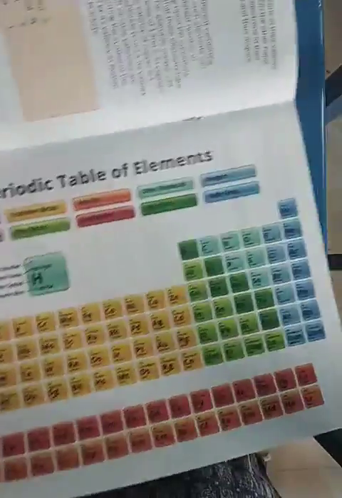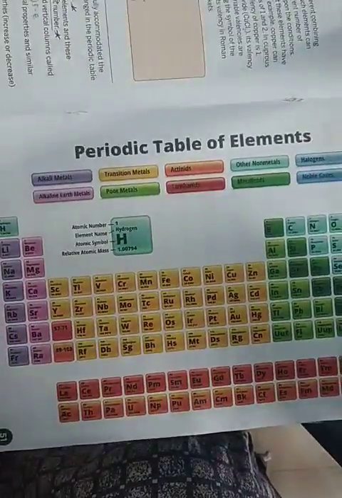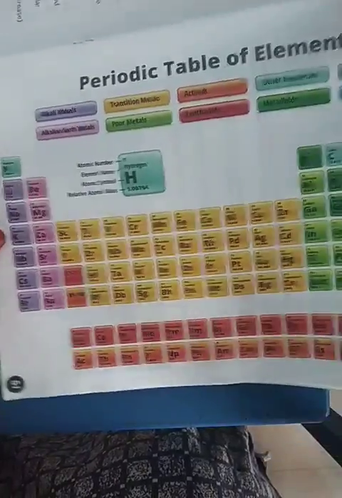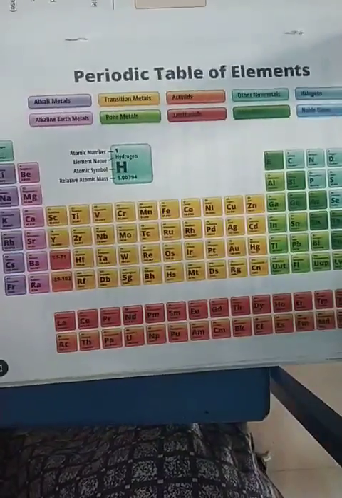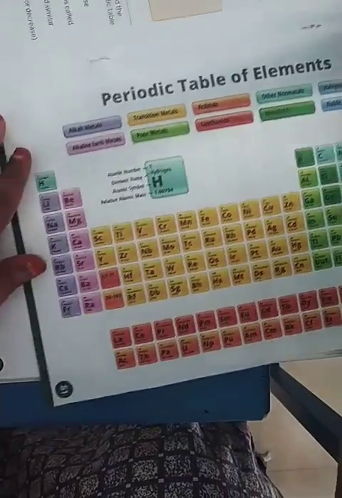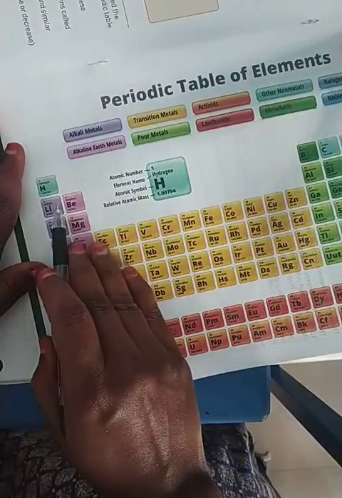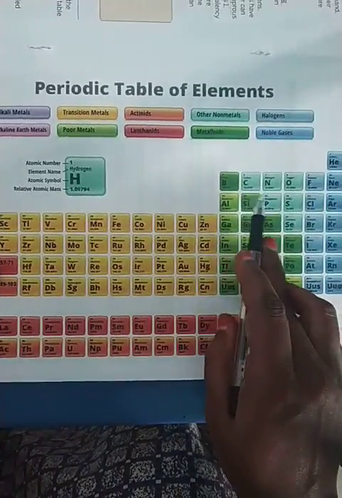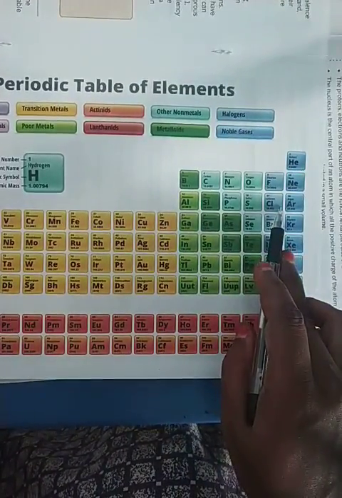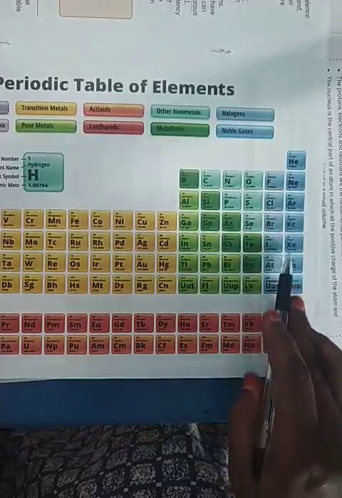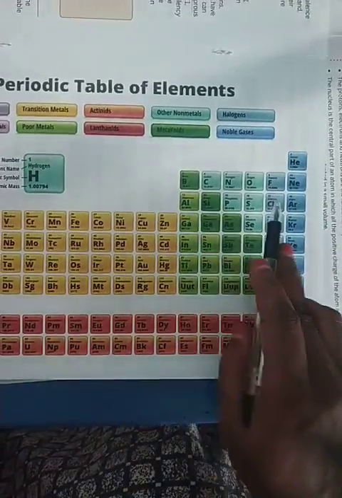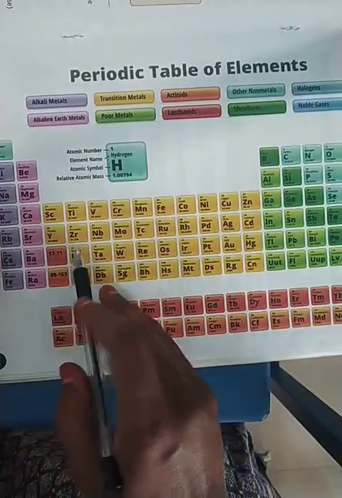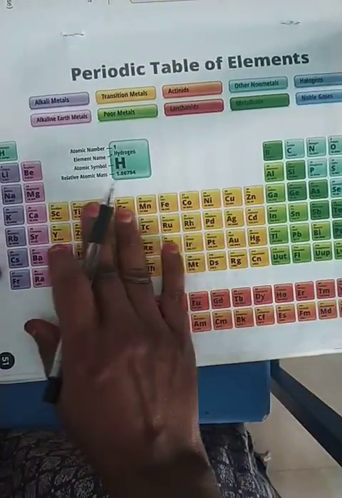See, we will look at this. This is the periodic table. First, how many periods? These are all the periods: 1, 2, 3, 4, 5, 6, 7. We are not bothered about this part now; I will tell you why later. So there are 7 periods. And then how many columns will we have?